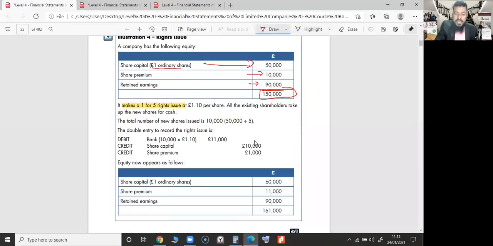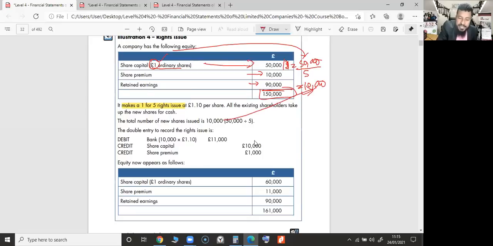For every 5 shares, they're issuing 1 share. So how many shares do you have already? 50,000, don't you? 50,000 divided by 1, you have 50,000 shares. Because this is £1, life is easy. Otherwise, it could have been a different number. For every 5 shares, you get 1 right share. So you need to divide by 5. How many right shares are you issuing? 10,000. It's the same concept as bonus shares, no change in the concept. 10,000 right shares you're getting.